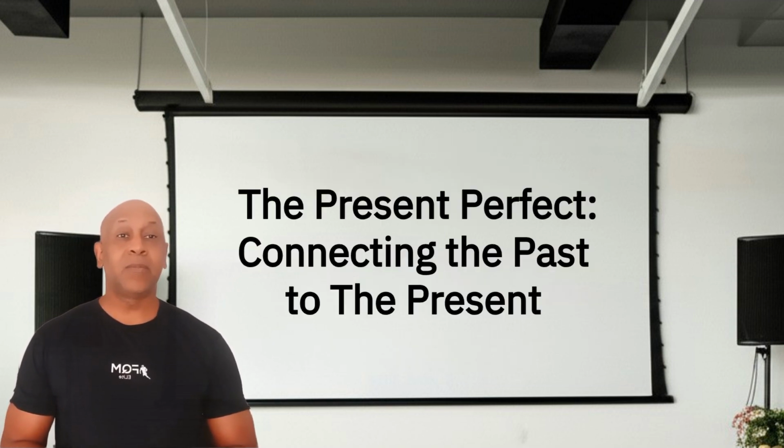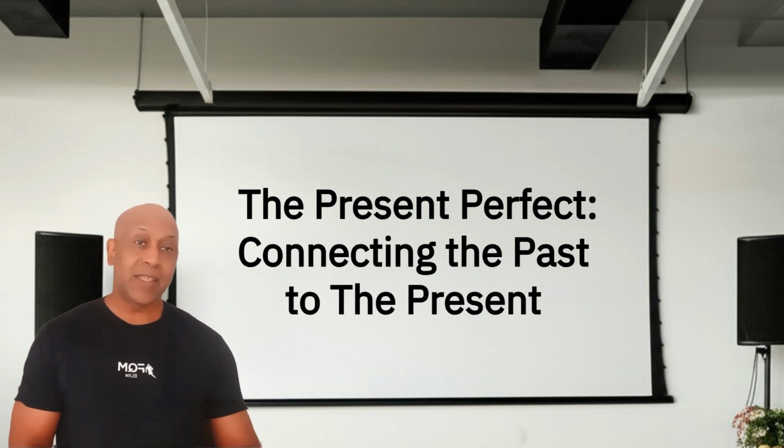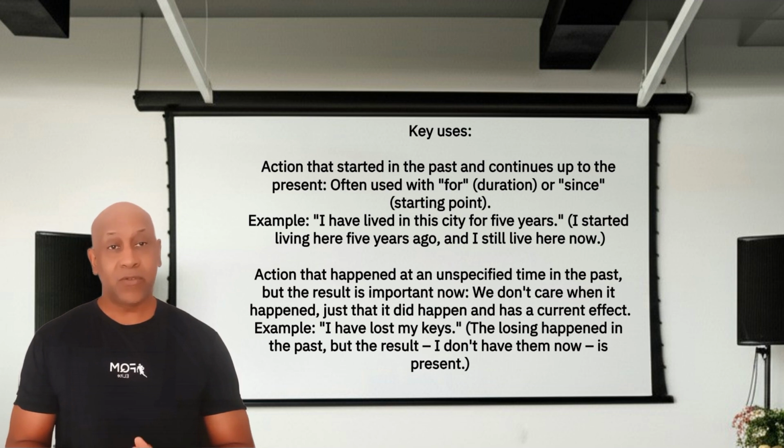Next, we have the present perfect. This tense is fascinating because it forms a bridge between the past and the present. It describes an action that happened in the past, but has a connection or relevance to the present. Key uses for present perfect: actions that started in the past and continue up to the present, often used with for, duration, or since, starting point. Example: I have lived in this city for 5 years. I started living here 5 years ago and I still live here now.